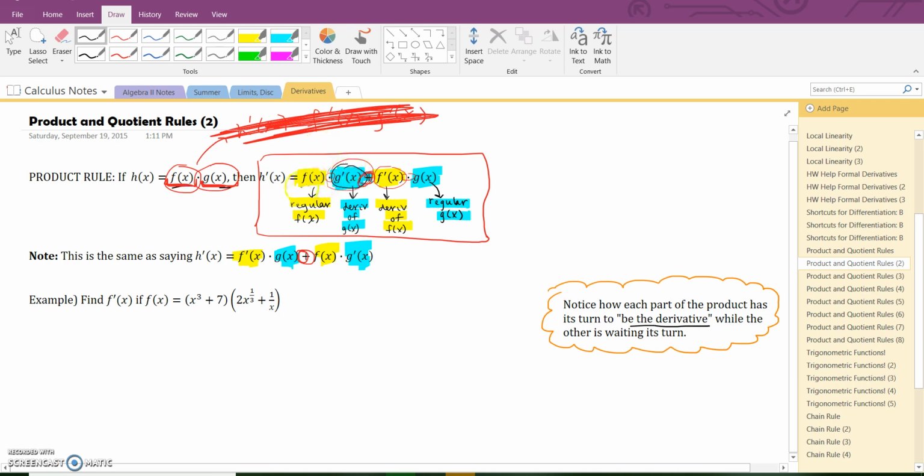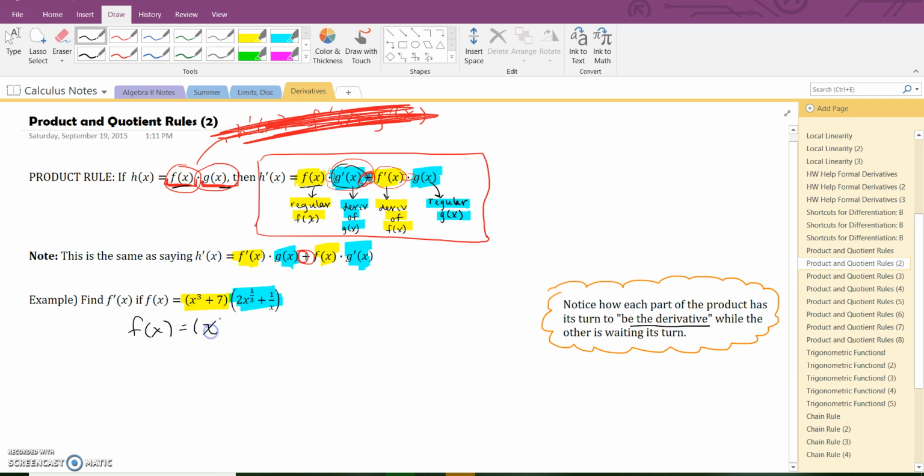So here g is the derivative, f is waiting. Now f is the derivative while g is just waiting. So let's do this example right here. Here's our regular function, and I want the derivative of it. Now I'm not going to FOIL it out. I'm going to use the product rule.